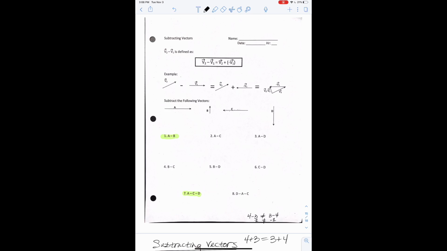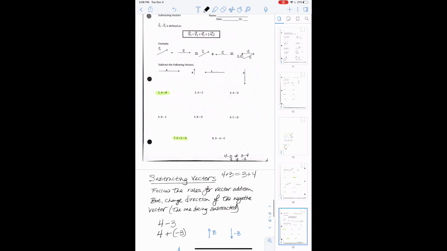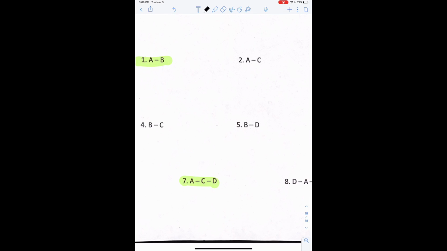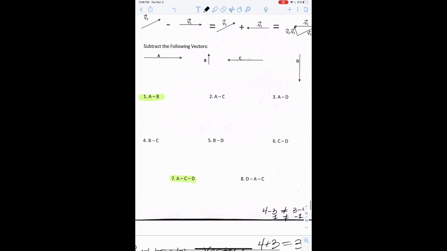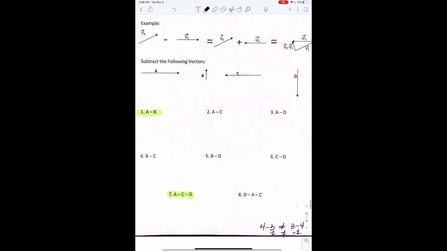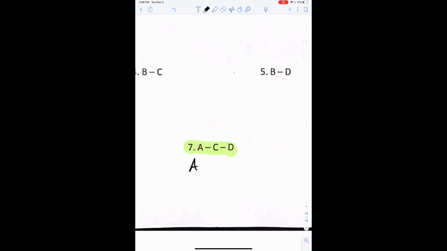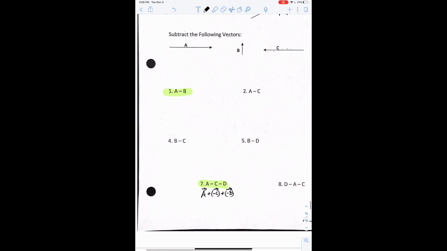Question 7 here, if we just do one more. Let me add one more page in here. All right, I think I have enough room. Question 7 here, a minus c minus d. We have a up here, obviously. It's already done for us, but when we say a minus c minus d, we're saying a plus negative c plus negative d, right? And these are vectors, all three of them. So when we add these three vectors, we need to know negative c and negative d.